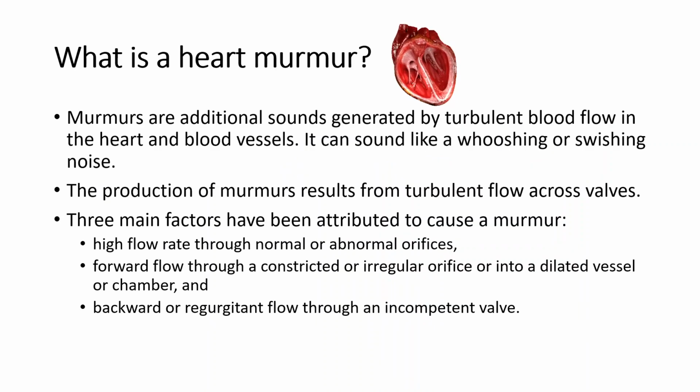What is a murmur? Murmurs are extra heart sounds that are produced as a result of turbulent blood flow across valves. Now, the causes can be as a result of high blood flow rate, or blood passing through a constricted passage, or an abnormal valve.